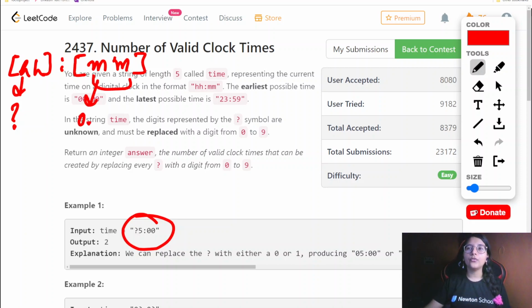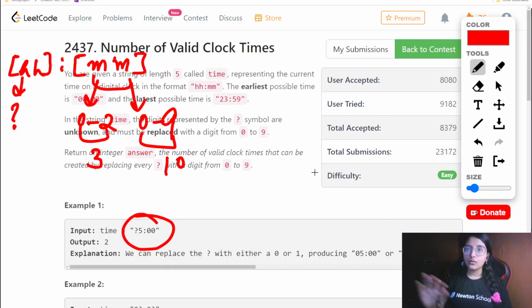Here the minute could go from 0 to 2, right? And here the minute could go from 0 to 9. So that is the thing. According to that only, here the possibilities are 10 and here the possibilities are 3. So that's the thing. Now comes the part for this R.